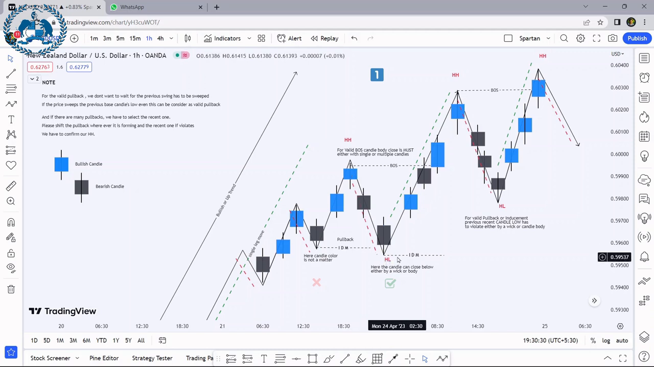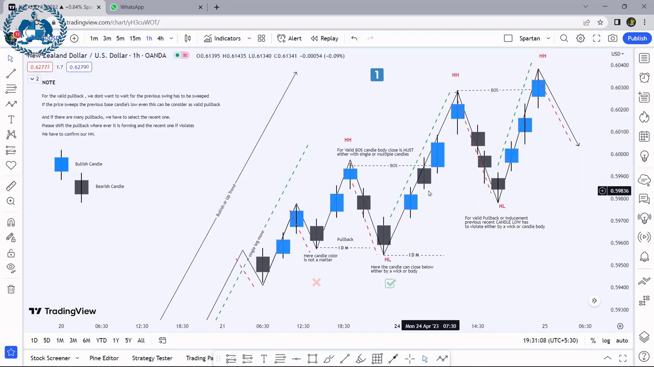Again, our next inducement will be this one. So we don't want to wait till the price comes and takes this inducement. Here what I have given is, if the price sweeps the previous base candle's low, even this can be considered as a valid pullback. So this is one single swing, an impulsive move. In this impulsive move only, you can see this rally, base, rally. Wherever the base candle's low is swept by the price, even that we can consider as a valid pullback.